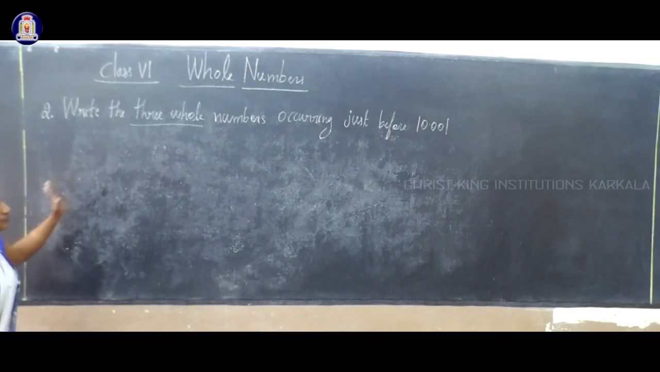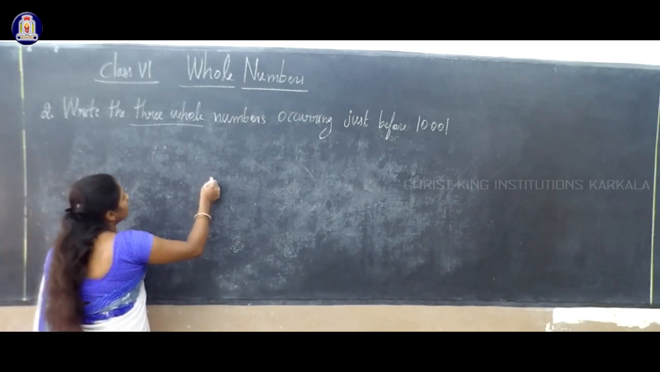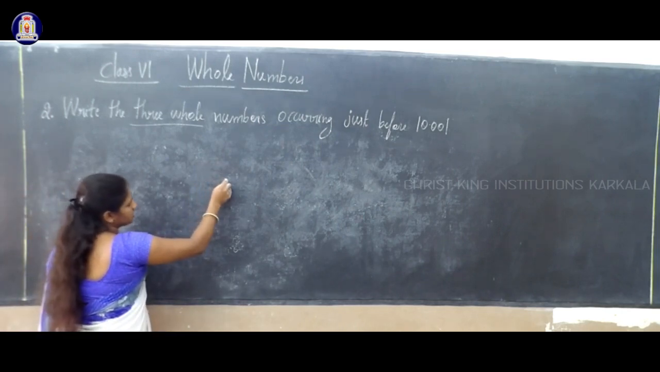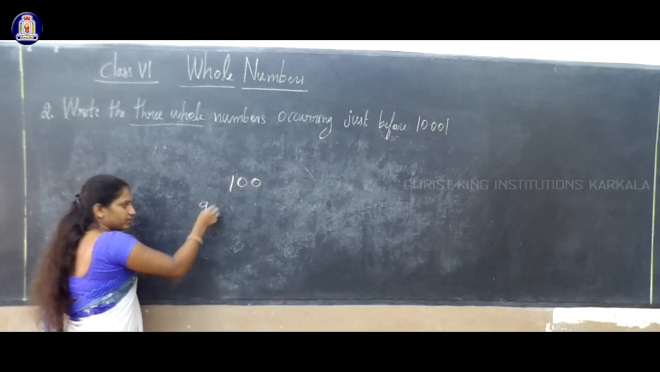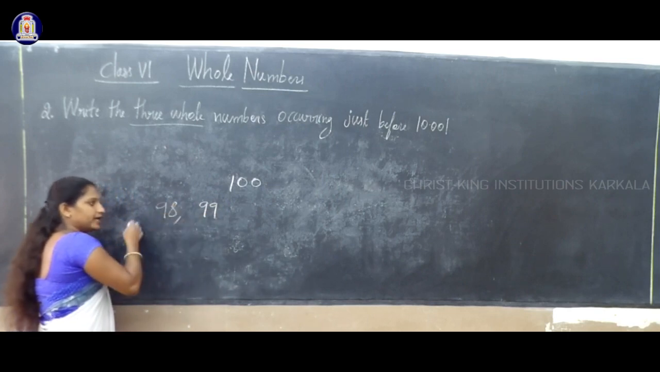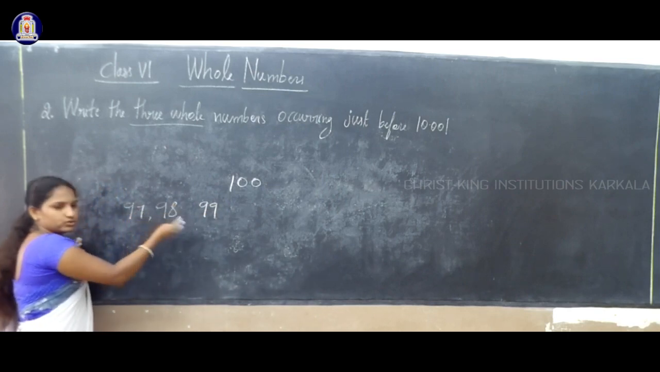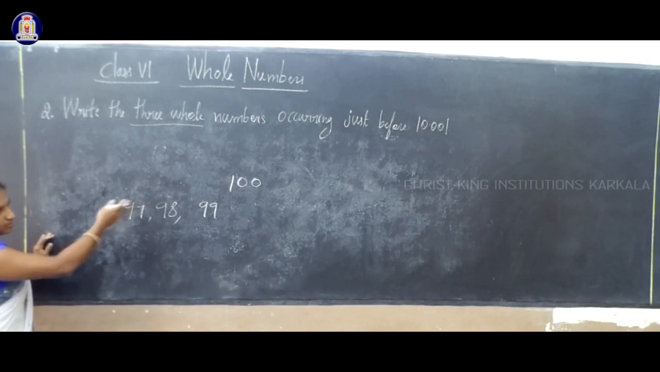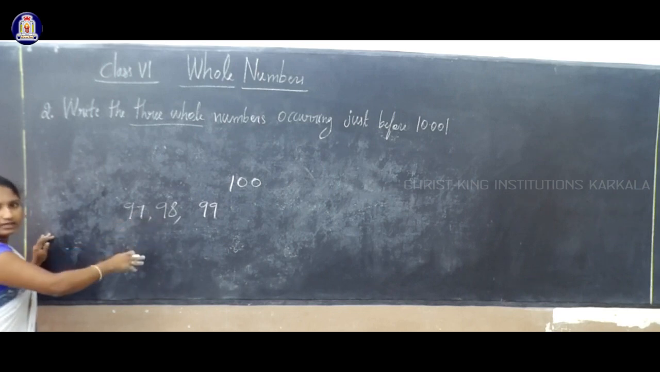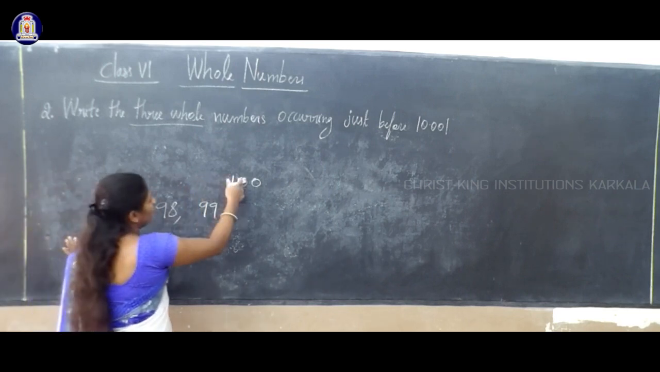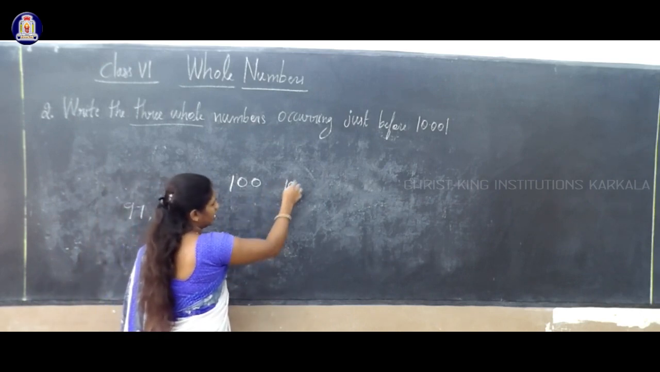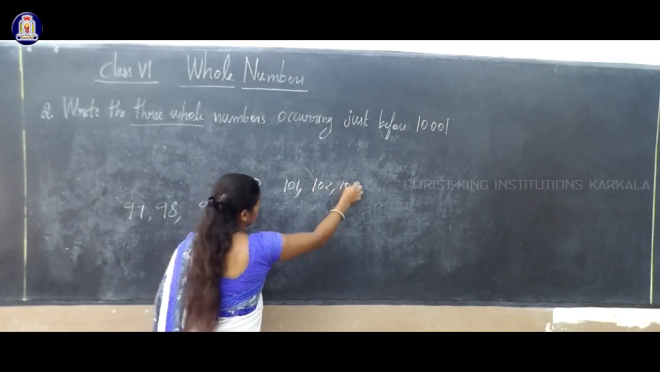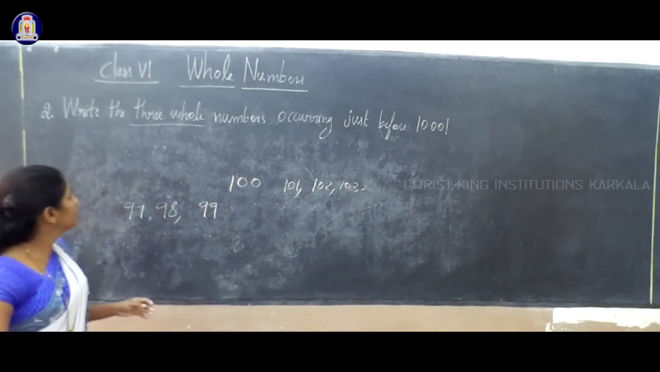If I ask to write 3 whole numbers occurring just before 100, how will you write down? Just before 100 means one is 99, next one is 98, next 97. These numbers are occurring just before this number, means before 100. And if I ask for numbers after, write 101, 102, 103, and so on.